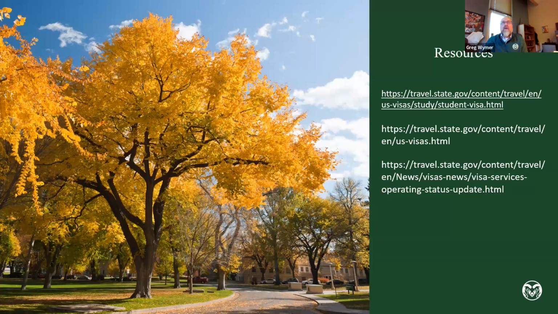And with that, whenever we give presentations, we want to make sure that we give you information on where we received the information that we did. The travel.state.gov student visa content link will give you a lot of guidance. The travel.state.gov US visas content will give you some insight. And then the visa services and operating status updates help you know timelines for visa appointments and that sort of thing as well. So a lot of good information can be taken from these particular websites.